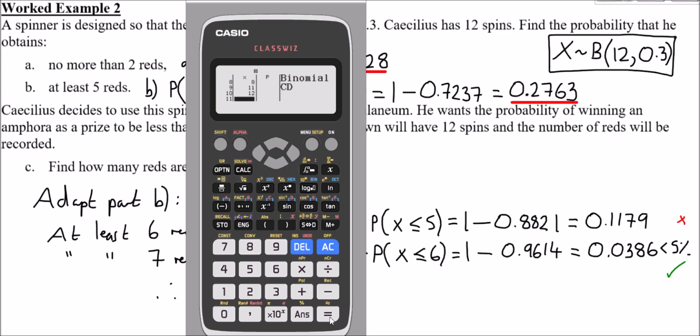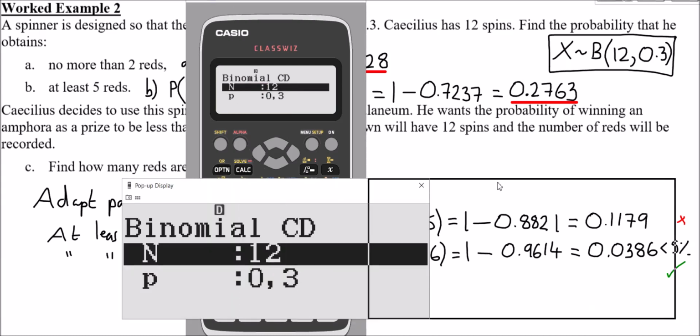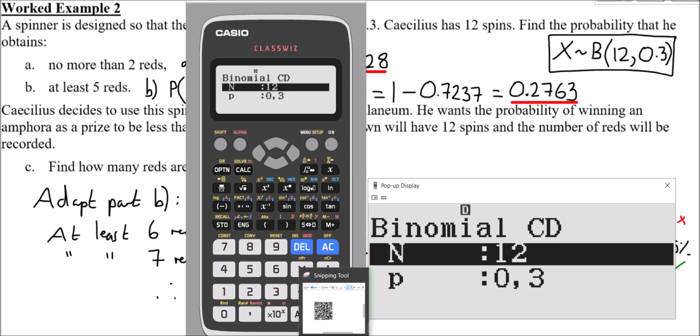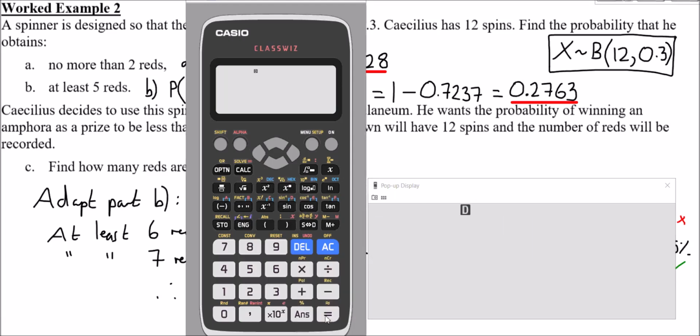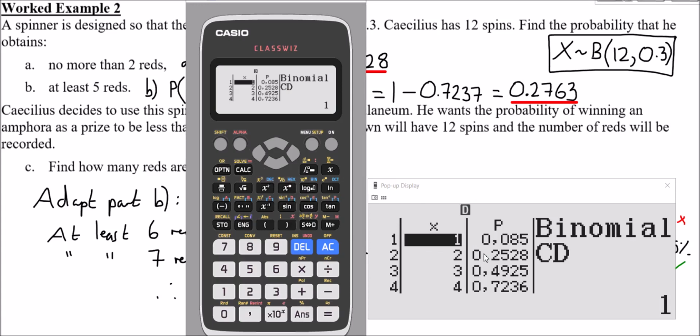If I then press equals again, it now tells you what you want the total number of trials to be and the probability of success to be. So I'm going to leave it like we have for this question. I'll now make the screen a bit bigger so you can see clearly what's going on. Okay, so now if I press equals here, it lists the cumulative probabilities for us, and so now we can interpret this in context.